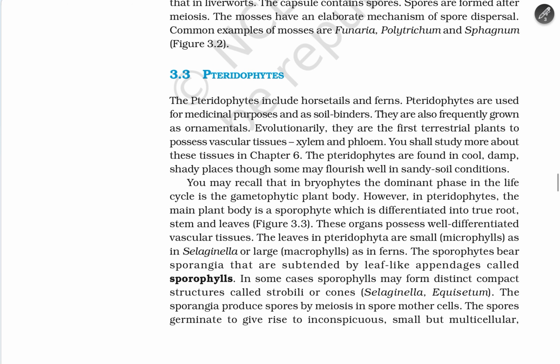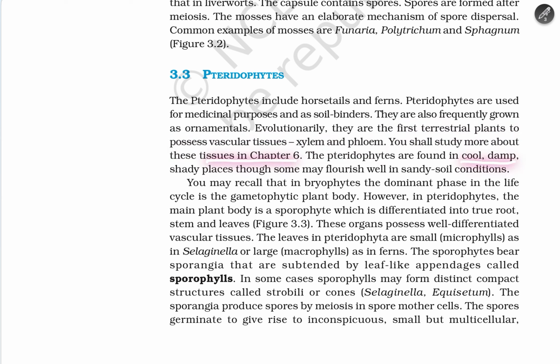Pteridophytes include horsetails and ferns. Pteridophytes are used for medicinal purposes and also as soil binders. They are also frequently grown as ornamentals. Evolutionarily, they were the first terrestrial plants to possess vascular tissues, xylem and phloem. We will study more about these in Chapter 6.